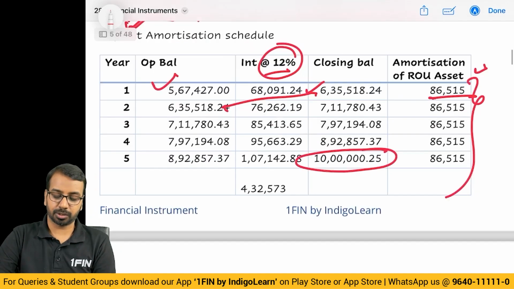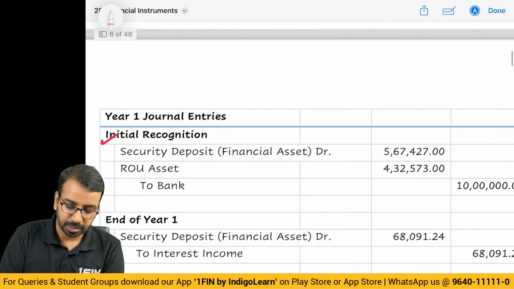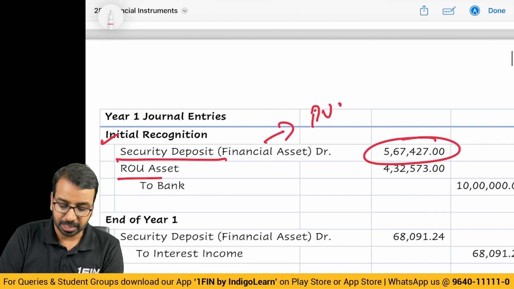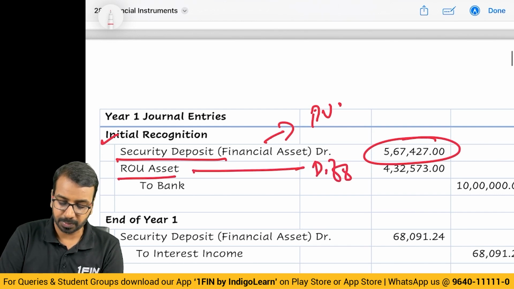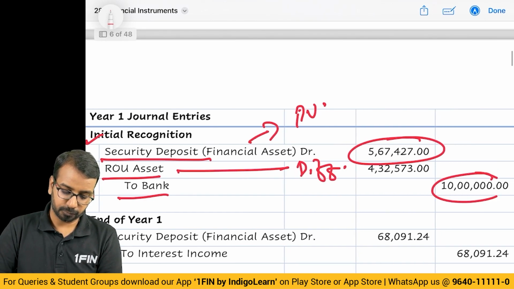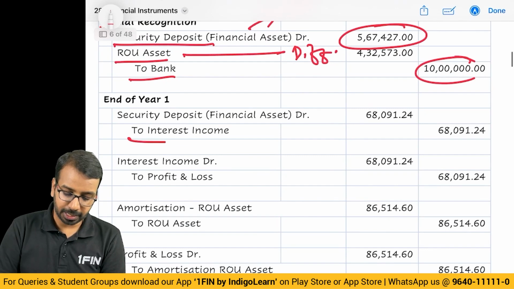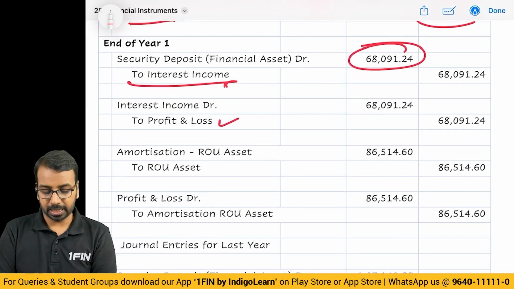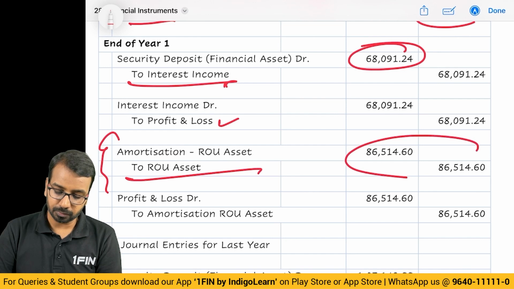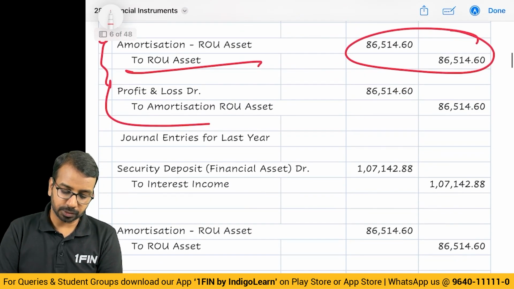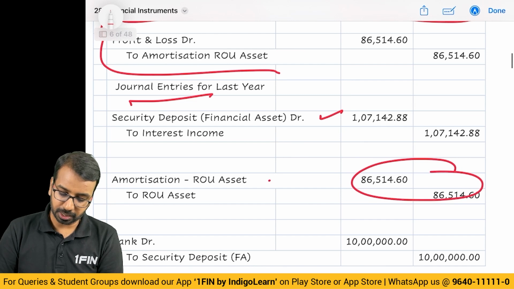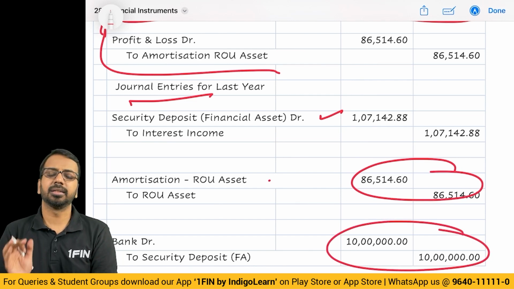86515 is amortization. So first year entry, initial recognition, security deposit, this is at present value 567. Difference is right of use asset to bank 10 lakhs. End of year 1, any interest income you will add to security deposit and the interest income will be transferred to P&L. Amortization of right of use asset for the RU amount and transfer to P&L. For the last year, interest entry, amortization entry and receipt entry. Simple and straightforward.